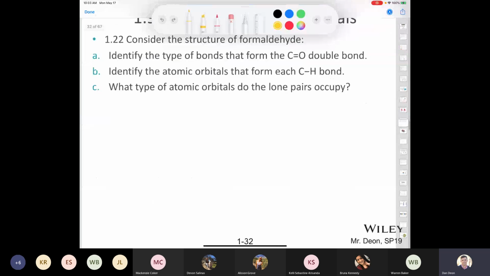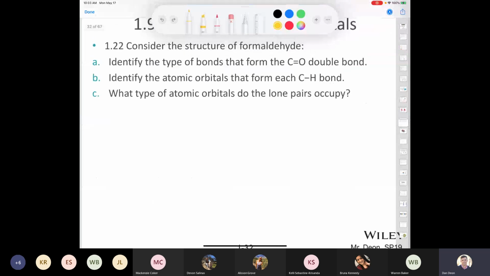Let's try this question. This is question 1.22 from our textbook. This will be a fair game question for the next quiz. It just says, if you have a formaldehyde molecule, identify the types of bonds that form the carbon-oxygen double bond, identify the atomic orbitals that form each carbon-hydrogen bond, and what type of orbitals do the lone pairs occupy.